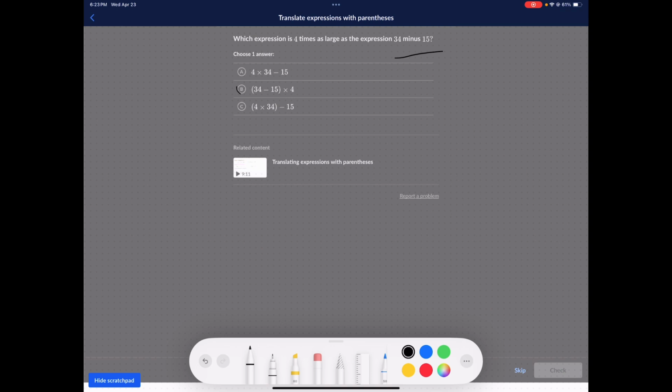If you got B, good, because notice how they're in parentheses. So, 4 times as large. And remember, what could be another answer? So, we can try and describe it in our own words. Another answer to this problem could be interchangeable. So, maybe 4 times 34 minus 15.